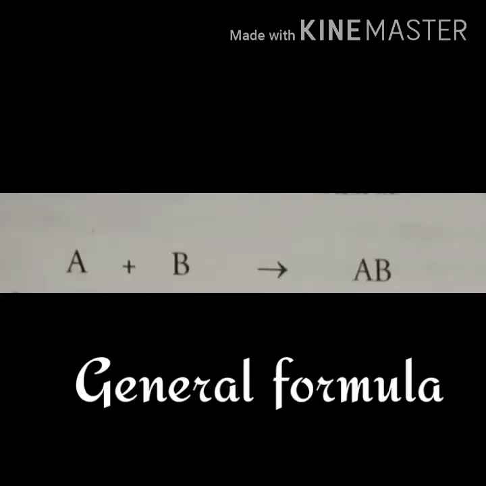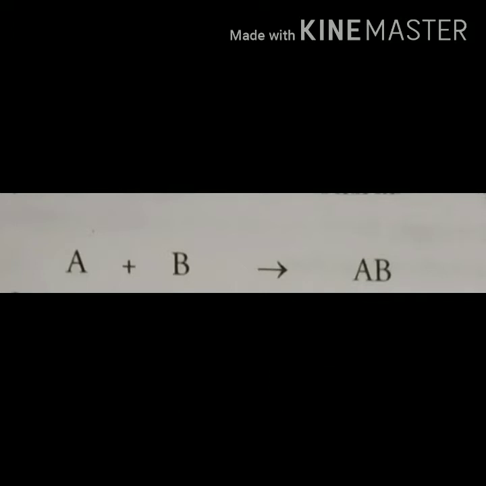The general formula of a combination reaction is as follows: A plus B gives out AB. Here we have taken two elements. What are the two elements? A and B. They react to give you only one product, that is AB. So the general formula for a combination reaction is A plus B gives out AB.